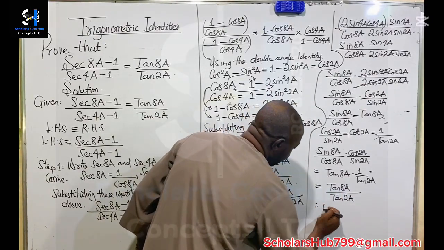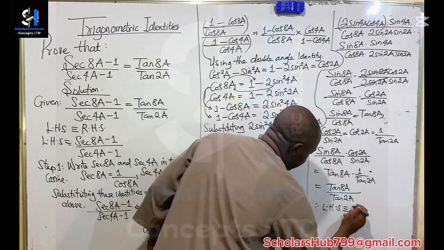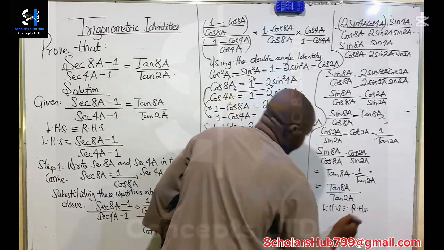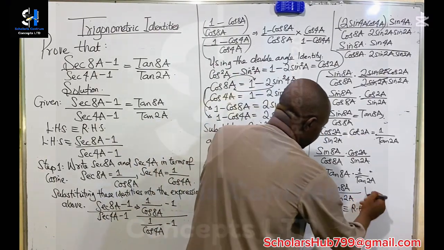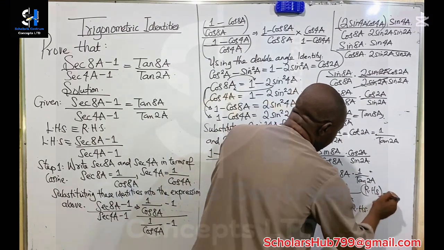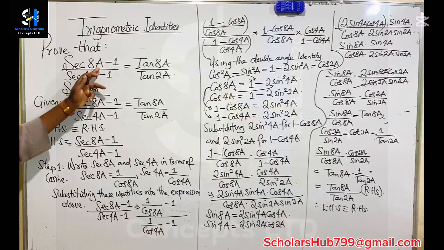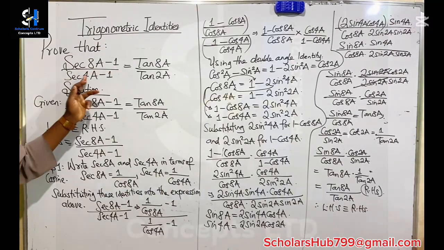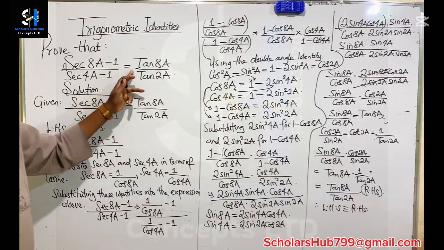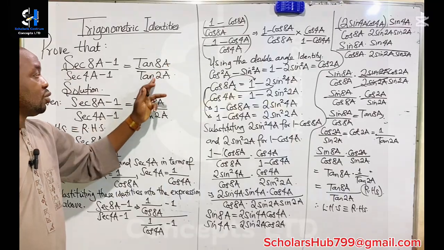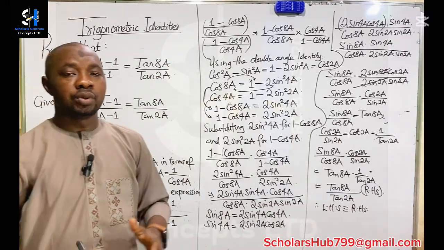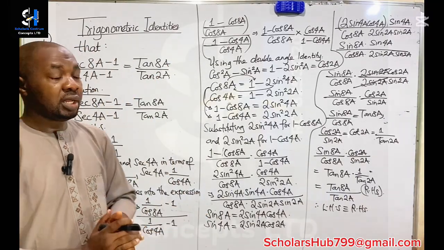So we just proved that the left hand side is equivalent to the right hand side, because this is the right hand side, which is what we have here. So we just proved that sec 8a minus 1 over sec 4a minus 1 is equal to tan 8a over tan 2a. And we've come to the end of this session.